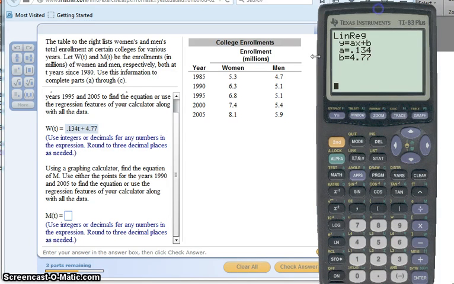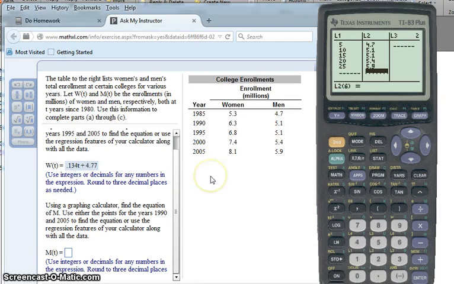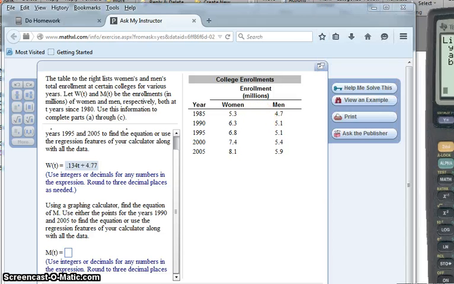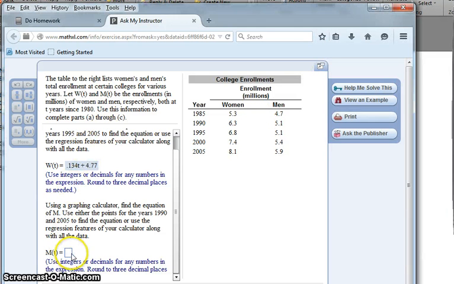It asks you to repeat, now doing it for men. Alright, so I paused the video for a second. I went back to stat, edit, and I typed in the data for men. So again, I would go stat, calculate, linear regression, and type in my answer for the men. I got 0.054t plus 4.43.